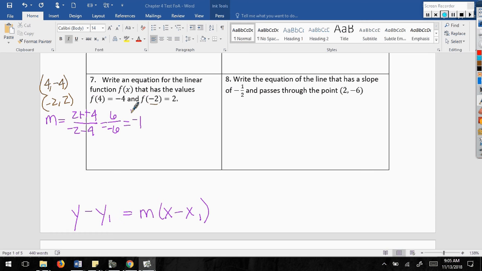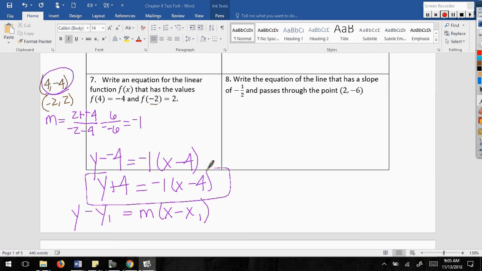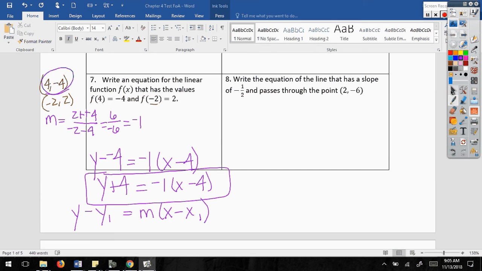So I'm going to do, and either point will do, I'll use this first one, y minus -4 equals slope times x minus 4. Okay, so really we don't want to keep 2 negatives in there, so we want to change this to y plus 4 equals -1 times x minus 4, and you can leave it just like that. That's a perfectly acceptable form. I wouldn't do anything else with it unless I really had to.